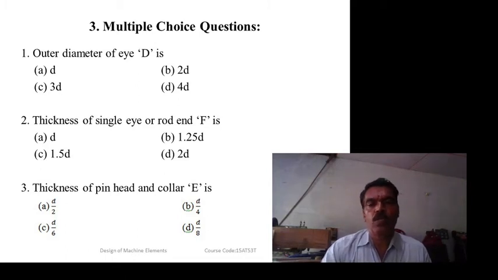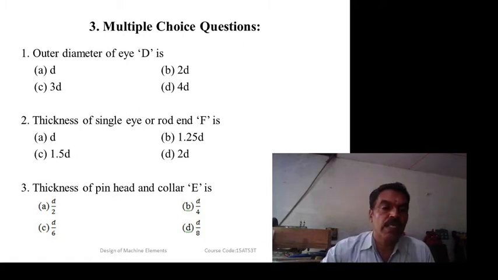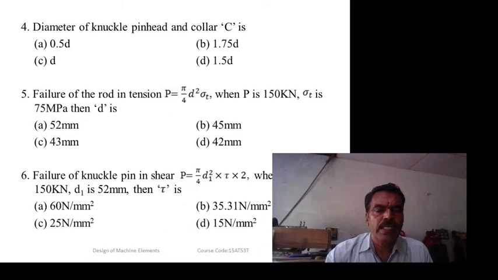I am not going to say the answers. Just study the multiple choice questions first, and judge for yourself after listening and after getting knowledge from this video. Third question: the thickness of the pin head and collar E is either D by 2, D by 6, D by 4, or D by 8. So what is the right answer? That you have to pick and judge, and write it.